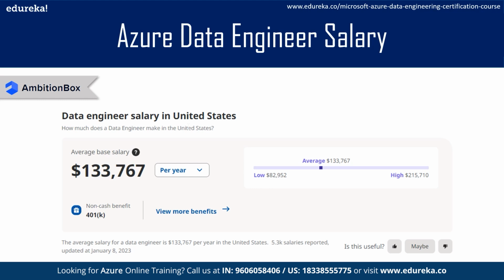So in the US, the average salary of a data engineer is $133,000. But remember guys, this is an average salary, which means that there are people who are above this salary or can even be below this salary. But later in this session, I'm also going to talk about some job descriptions which can tell you the kind of salary that you can earn once you start applying for a data engineer profile.